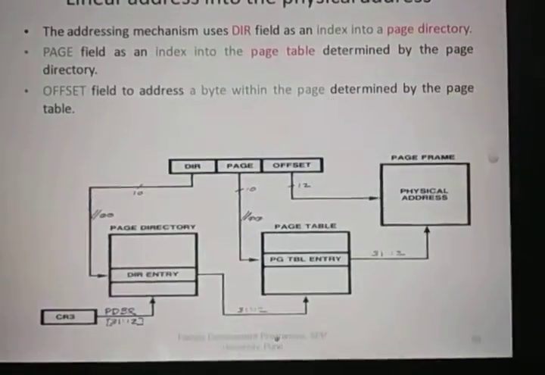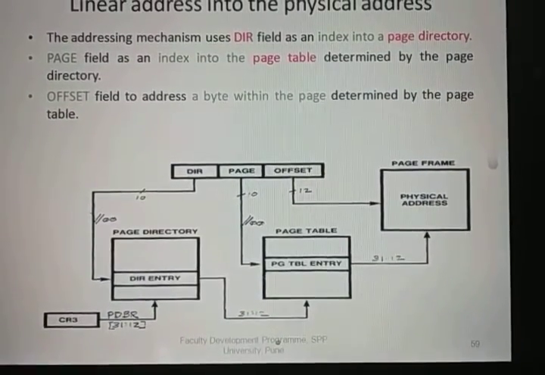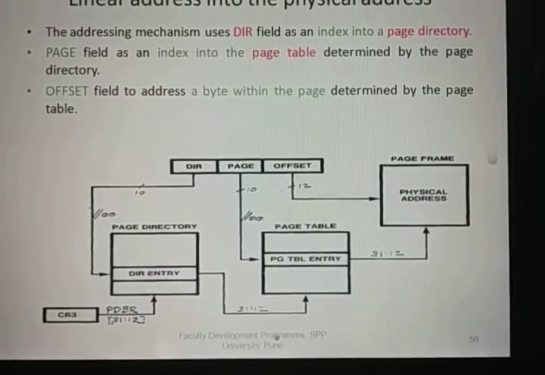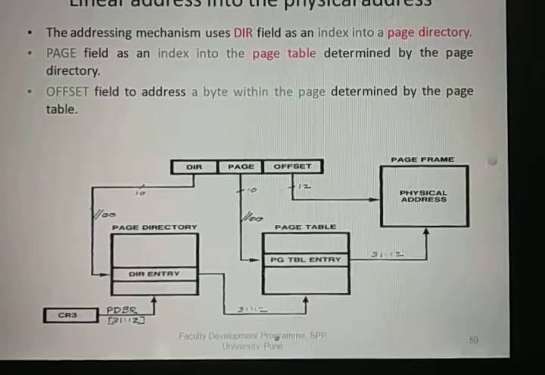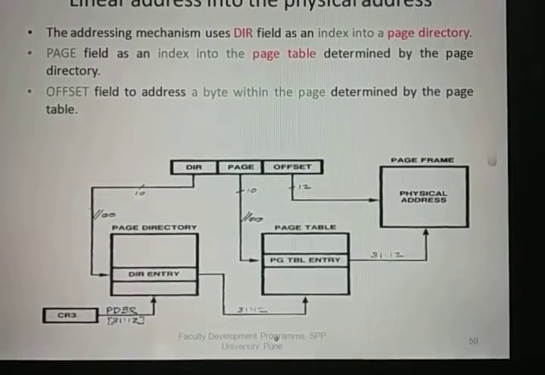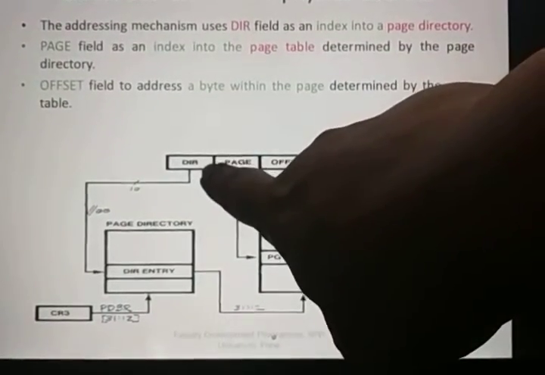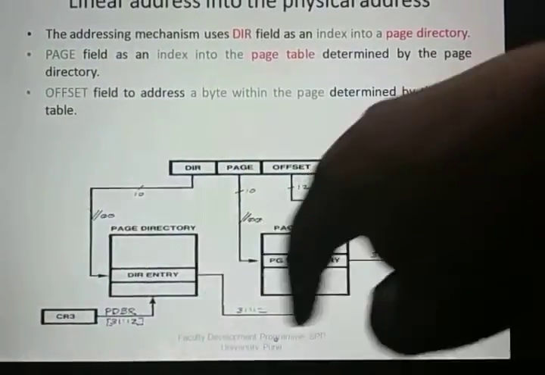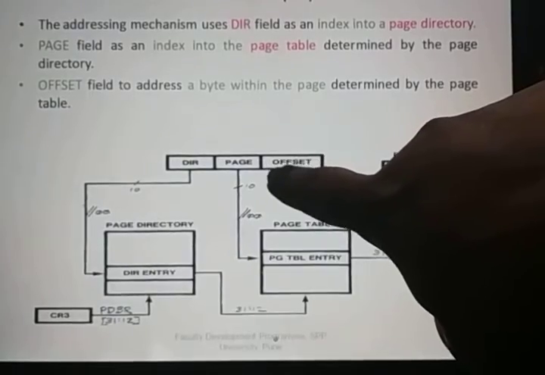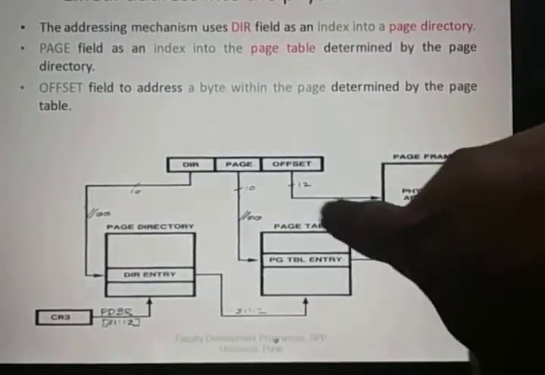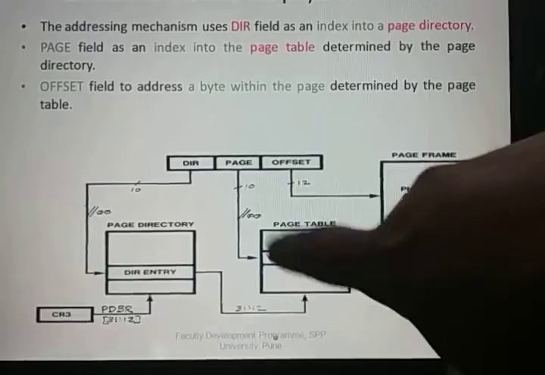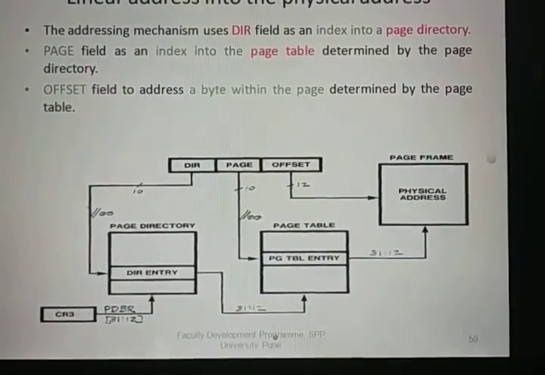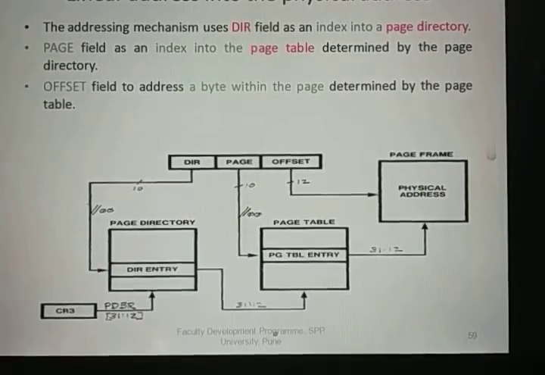So how do you convert a linear address into a physical address? The addressing mechanism uses the directory field as an index into a page directory. So these 10 bits are used as an index for the page directory entry table. Then the page field is used as an index for a page table entry table. Then the offset field of the address determines a byte within the page determined by the page table.